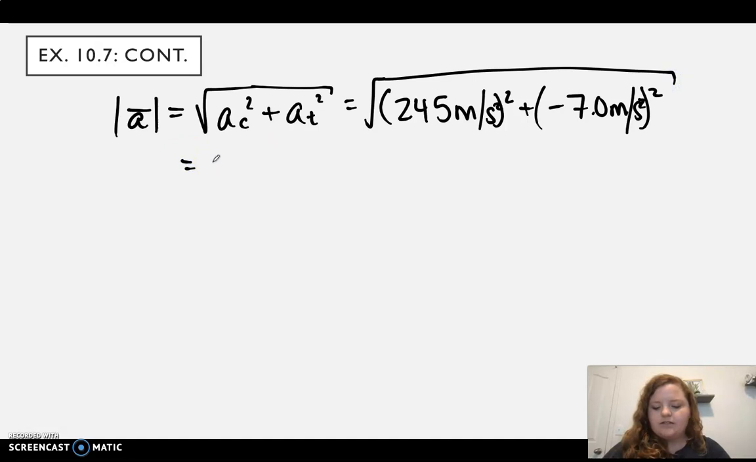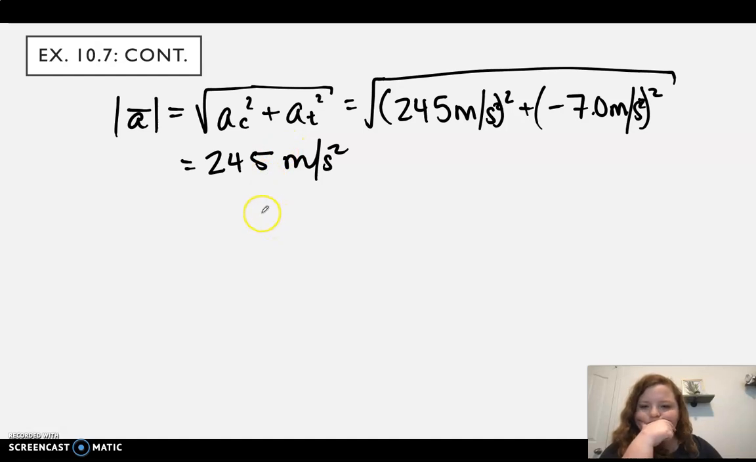We will get, let's see, that guy squared plus 7 squared. And we get our acceleration is 245 meters per second squared. Okay.